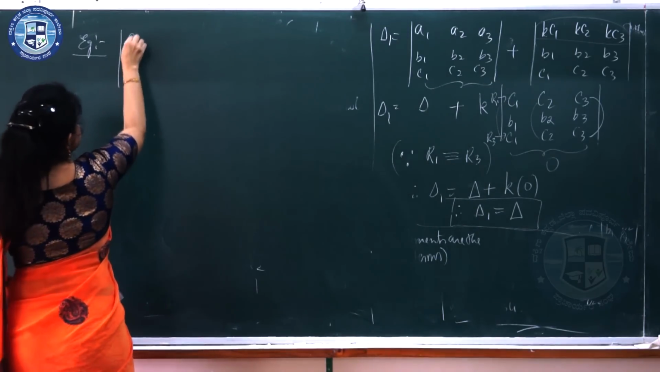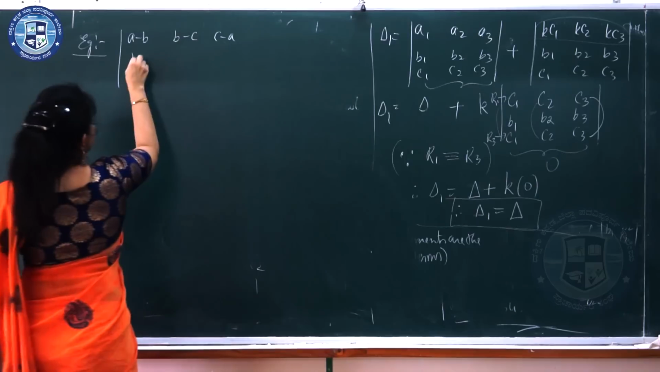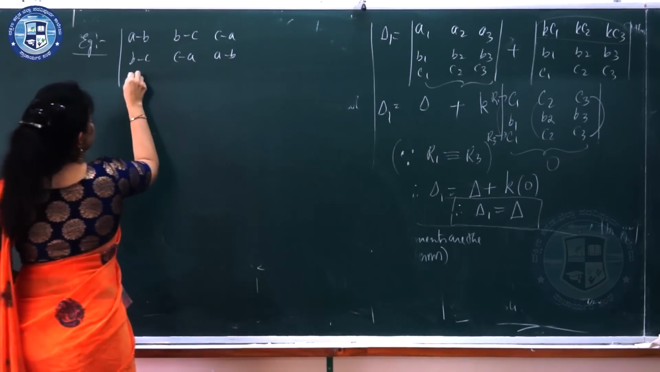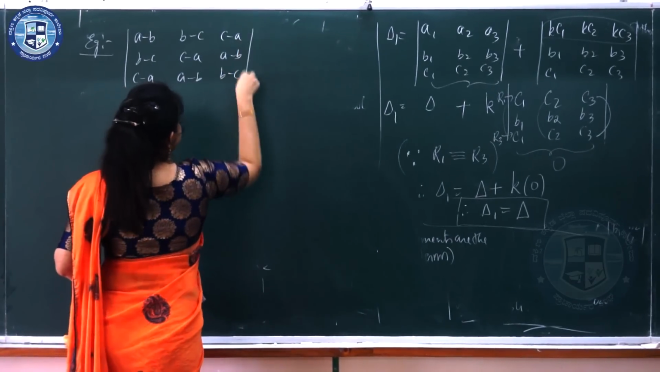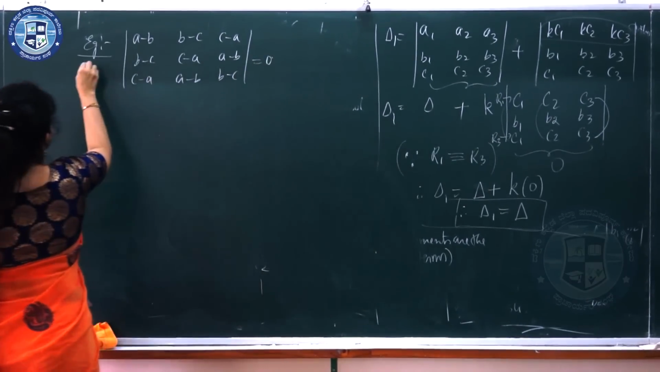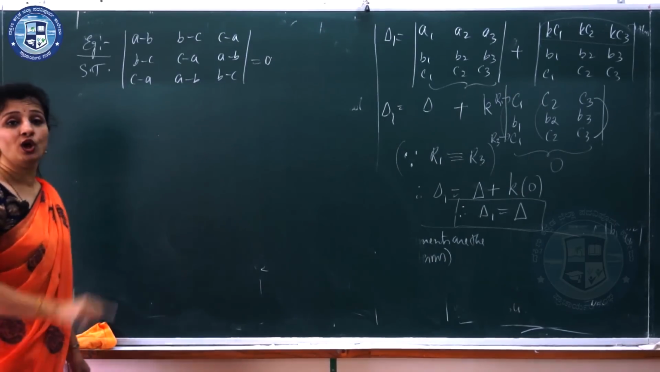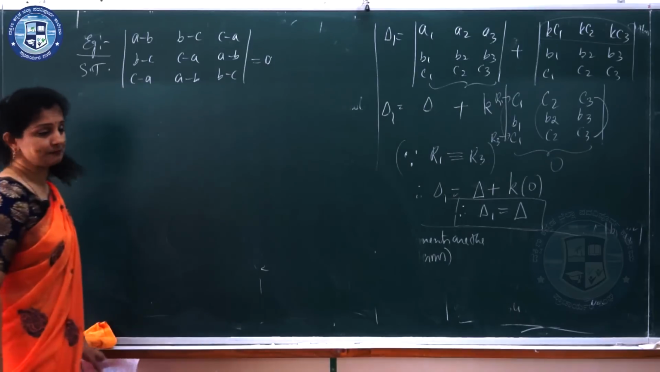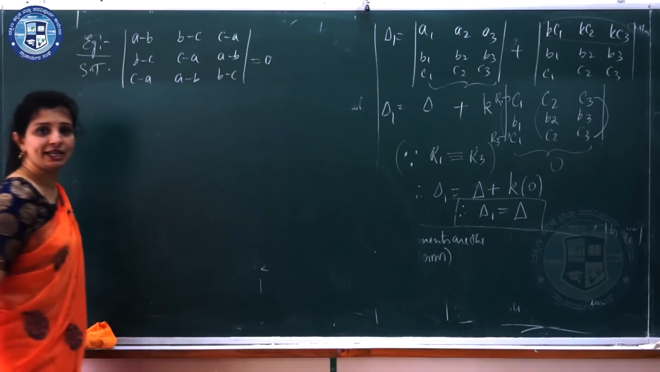If it is given as the determinant with rows A minus B, B minus C, C minus A; B minus C, C minus A, A minus B; C minus A, A minus B, B minus C, is equal to 0. Show that this determinant value is 0 without expanding, using the determinant properties. So using the properties, you have to show this determinant value is 0.